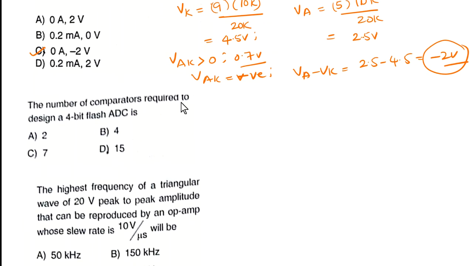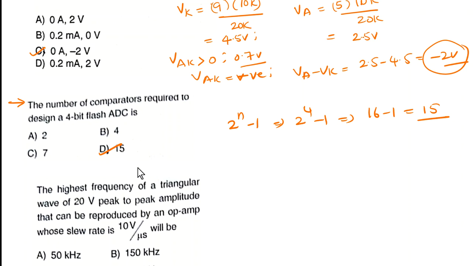All right, this question: the number of comparators required to design a 4-bit flash ADC, that is an analog to digital converter. You know the simple formula, 2 power n minus 1. The number of comparators required to design an n-bit flash ADC is 2 power n minus 1. There are 4 bits, so 2 power 4 minus 1, that is 16 minus 1, which is equal to 15. So 15 comparators are required here.